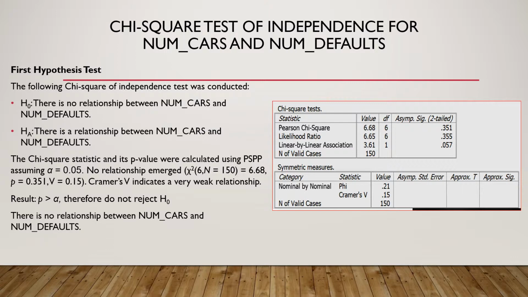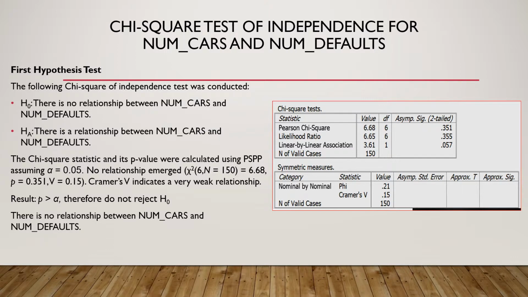The following chi-square test of independence was conducted, and the null hypothesis was there is no relationship between numCars and numDefaults. The alternate hypothesis indicated that there was a relationship between numCars and numDefaults. The chi-square statistic and its p-value were calculated using PSPP, assuming an alpha of 0.05. In this test, there was no relationship.